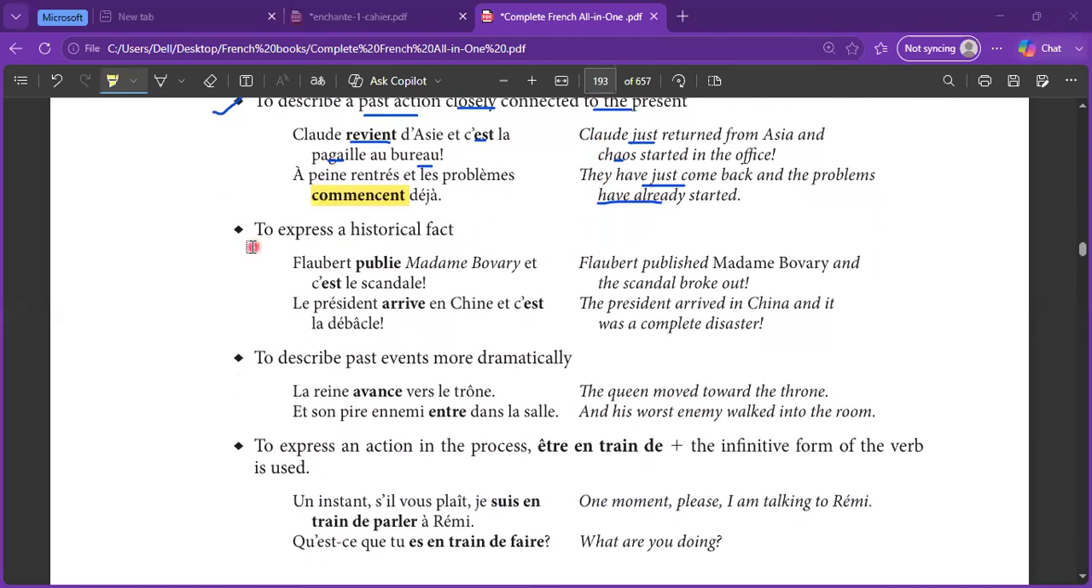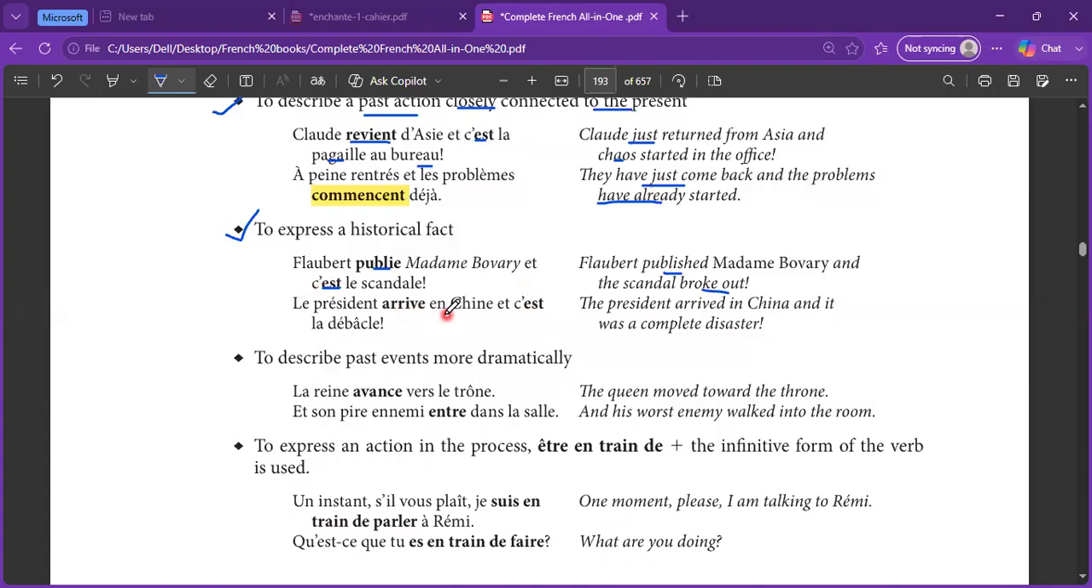Further, we have a very good usage of it, the dramatic one, that is to express the historical fact. Now, that is a fact coming from the history, that is coming from the past, but this is a fact. You cannot change it. So, even the factual information that comes in the présent de l'indicatif, like here, Flaubert published Madame Bovary and scandal broke out. Now, this is a fact that we can go with. So, it will become Flaubert publie Madame Bovary, c'est le scandale.